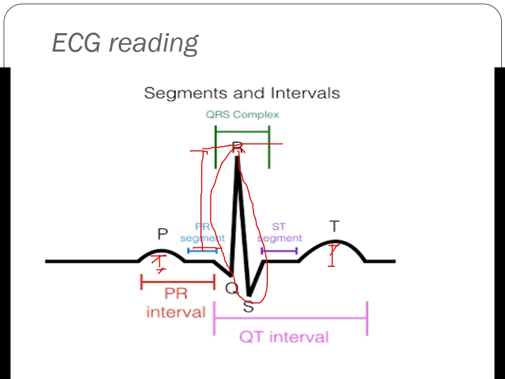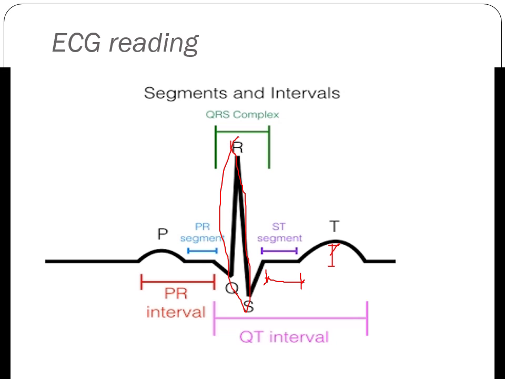Next is the ST segment. The ST segment connects the QRS complex and the T wave. So it is measured from the end of the QRS complex to the start of the T wave. This represents the period when the ventricles are depolarized.